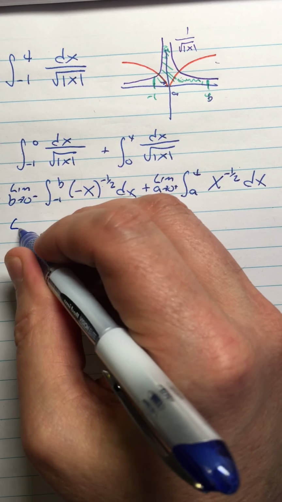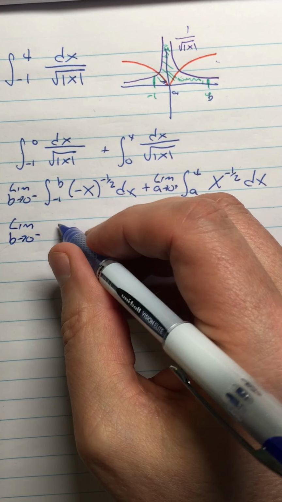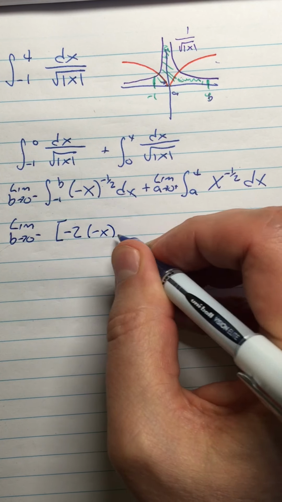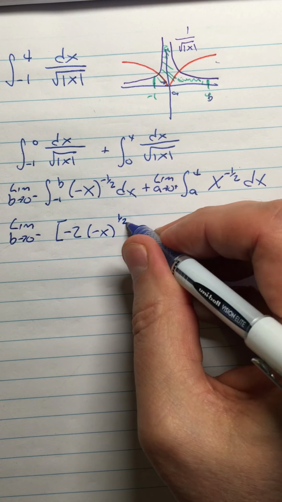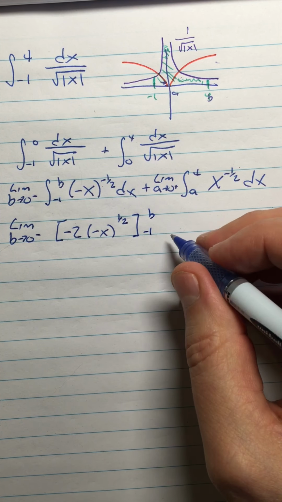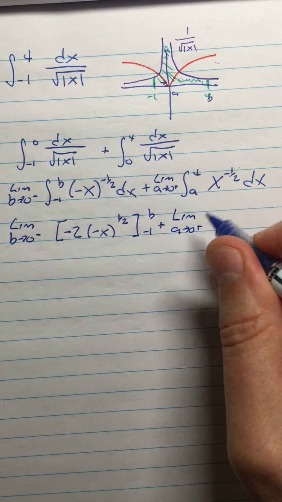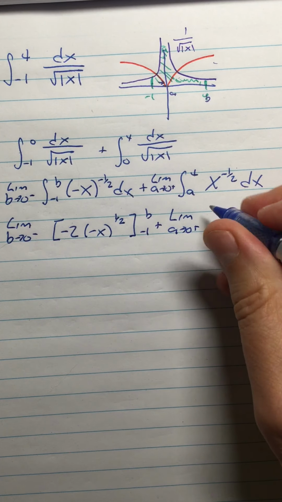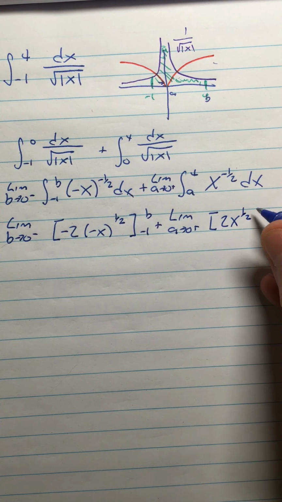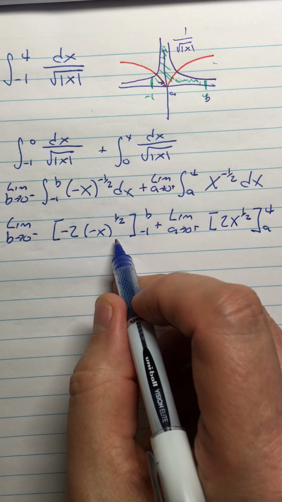So then we can go, this is the limit as b approaches 0 from the left. Our antiderivative now is going to be -2 times (-x) to the 1/2 power. Let's figure out that. Let me know if you have questions on it, but you should be able to do that. And then we have the limit as a approaches 0 from the right of just 2x to the 1/2 power from a to 4. Okay, so now we should split these up in terms of the limits.